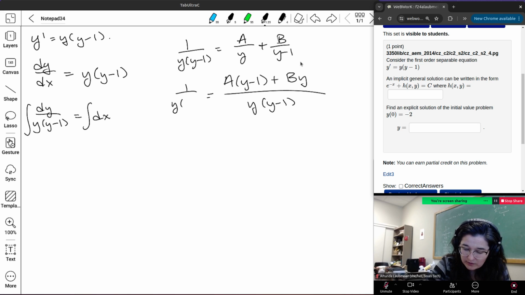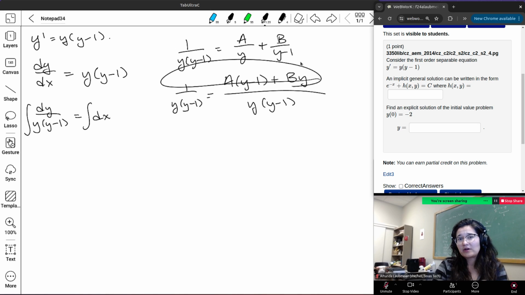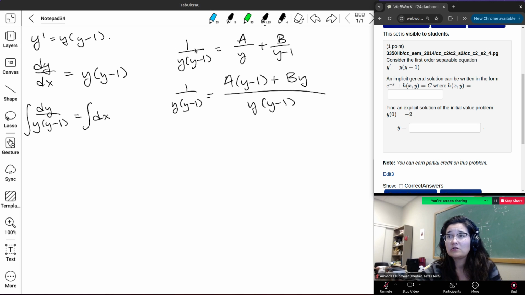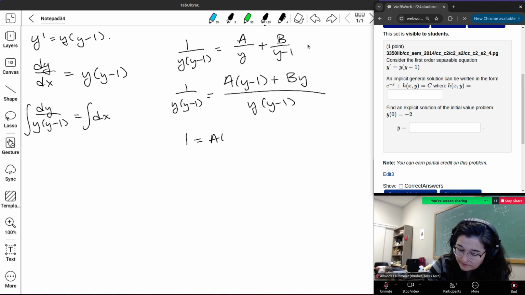So if that's going to be equal to 1 over y times (y minus 1), the bottoms match. So if I set the numerators equal, I can try to solve for the a and b that make this true, and then I can decompose the fraction I don't know how to integrate into the sum of two fractions that I do know how to integrate. So I would like to solve that equation.